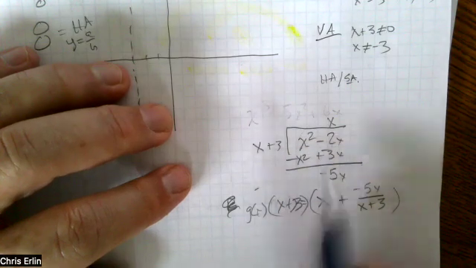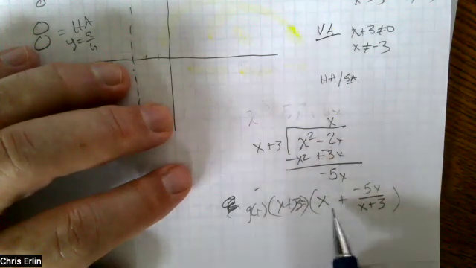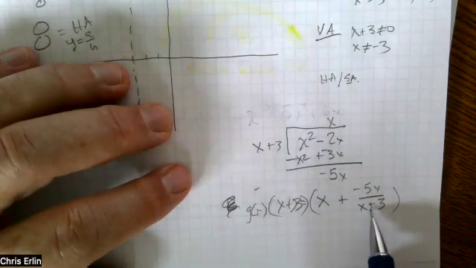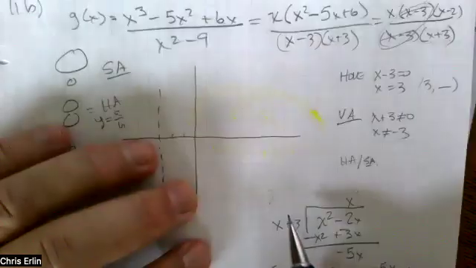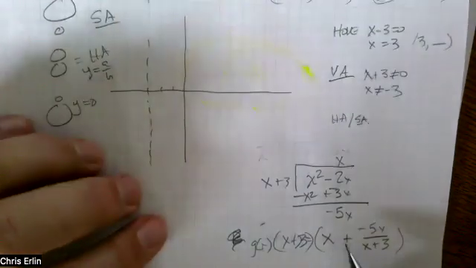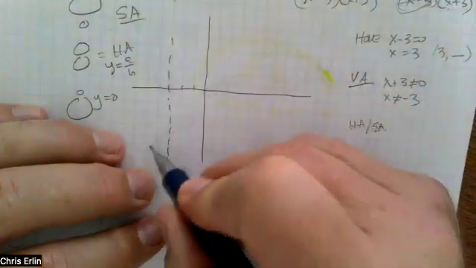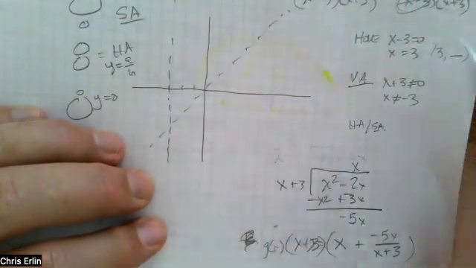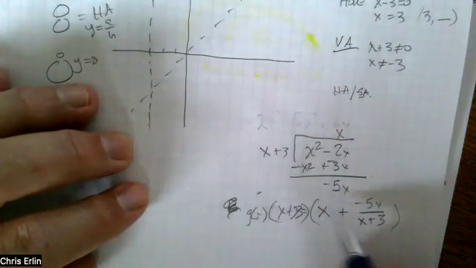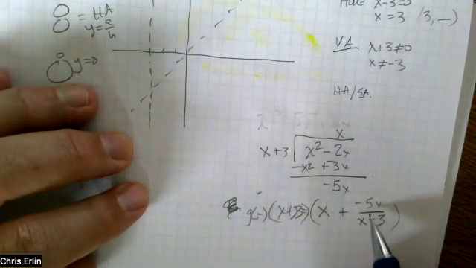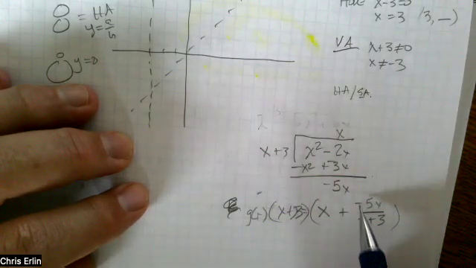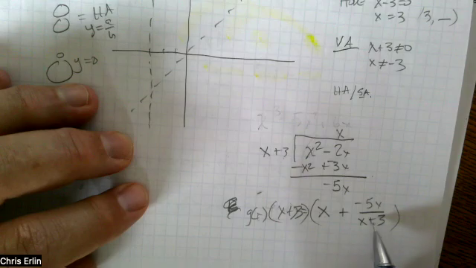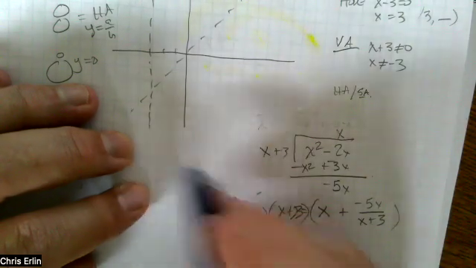In other words, this function is equal to x plus 3 that we divided by, times x plus this thing, negative 5x over x plus 3. This is a remainder, effectively. And that shows me how far away my graph is from this line, y equals x. So I'm going to graph that as my asymptote, y equals x. And I know that the graph is never going to quite hit that because no matter what value of x I have, I'm always going to get something really, really close. Except, of course, at x equals negative 3 in the bottom, which would be this vertical asymptote.